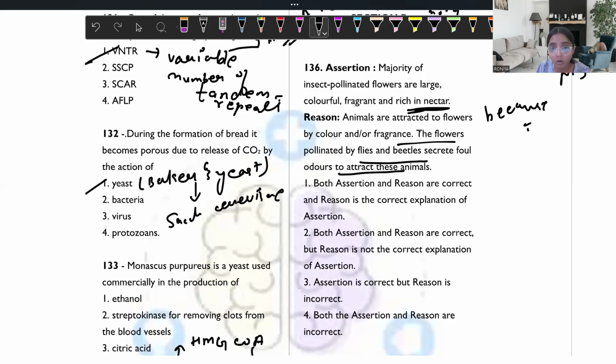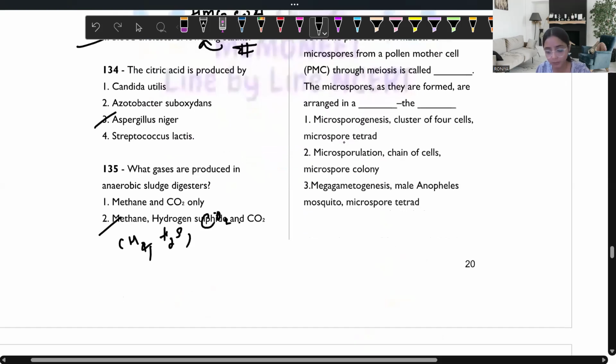Now see, if this statement was not given, then both assertion and reason are true, and reason is the correct explanation of assertion. But this statement is given, and it is not in sync with what the assertion is saying. It says flowers pollinated by flies and beetles secrete foul odor, and here it is saying fragrant, and fragrance is nowhere similar to foul odor, right? So both of them are correct statements, but the reason is not the correct explanation of the assertion. Therefore, option number 2 is the correct answer to question 136.